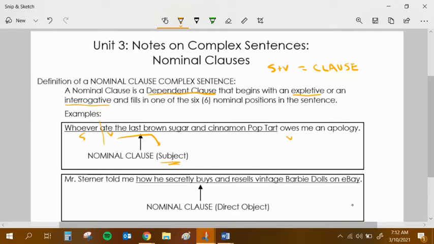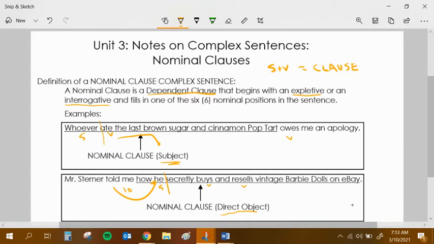Another example, it says, Mr. Sterner told me how he secretly buys and resells vintage Barbie dolls on eBay. Well, Mr. Sterner is our subject, told is our action verb, and me is my indirect object. He's telling to me. And what's he telling you? He's telling you this whole thing. This whole thing is your direct object. And it's not just one single noun as a direct object. Mind-blowing, it is an entire sentence as a direct object. Here's the word he as a subject, and then here's my verb, buys and resells. So it's like a little mini sentence, or a clause, that's doing the job of a single noun, which is the direct object.